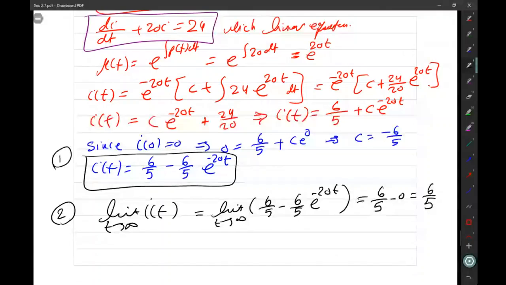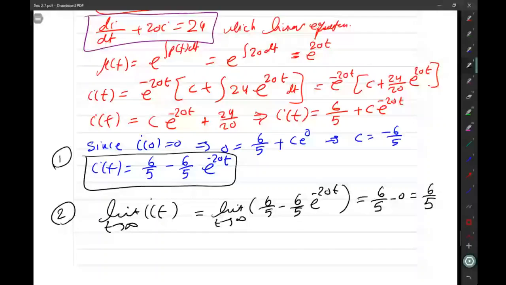Is it clear, this example? Yes, doctor. Okay. Any question? Any question up to now? Okay, let us see the next example.